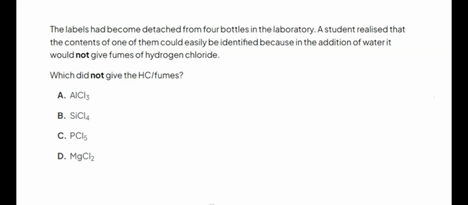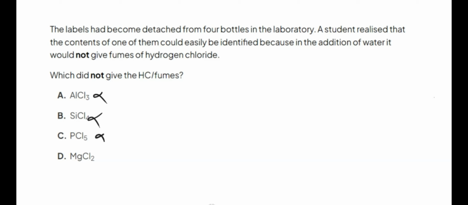Option A is aluminium chloride, which has a covalent character. So it will react with water to give HCl fumes. Hence this cannot be an answer. Second option is SiCl4, which is a covalent molecule. Hence it will react with water to give HCl fumes. This cannot be an answer. Similarly, PCl5, option C, is also a covalent molecule, and this will also react with water to give HCl fumes. So this cannot be an answer.